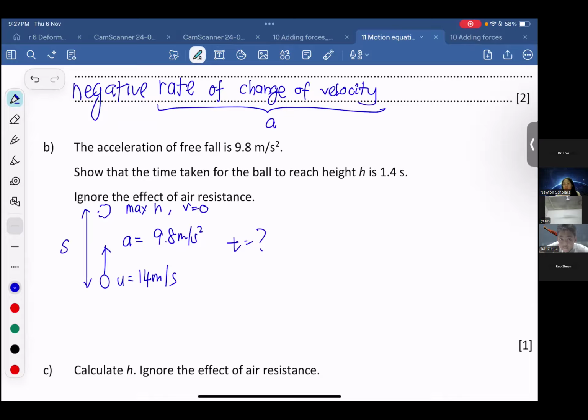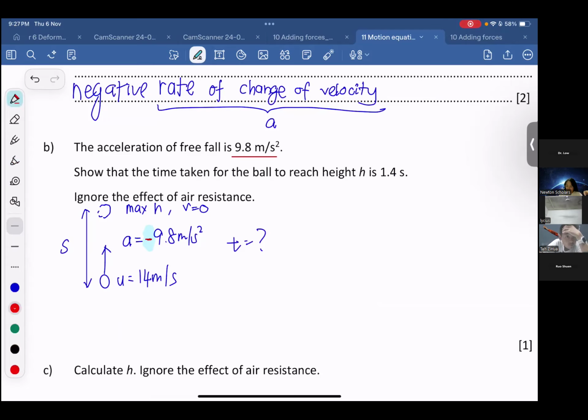There's something I'm waiting for you to correct me. On my diagram, I draw and label everything. Yes, Zihua, negative. Although the question says 9.8 meter per second, here what we're using should be negative, because I throw upward against gravity.